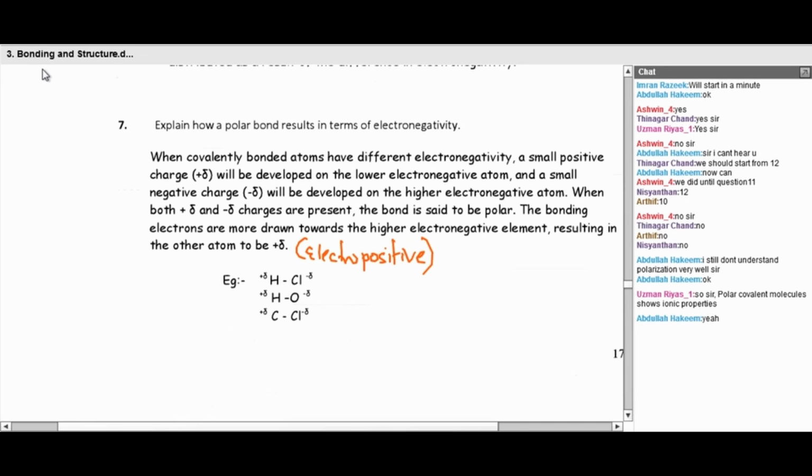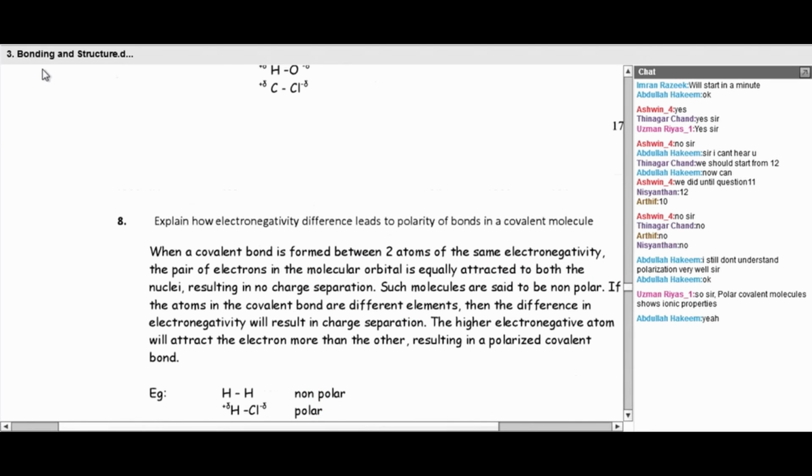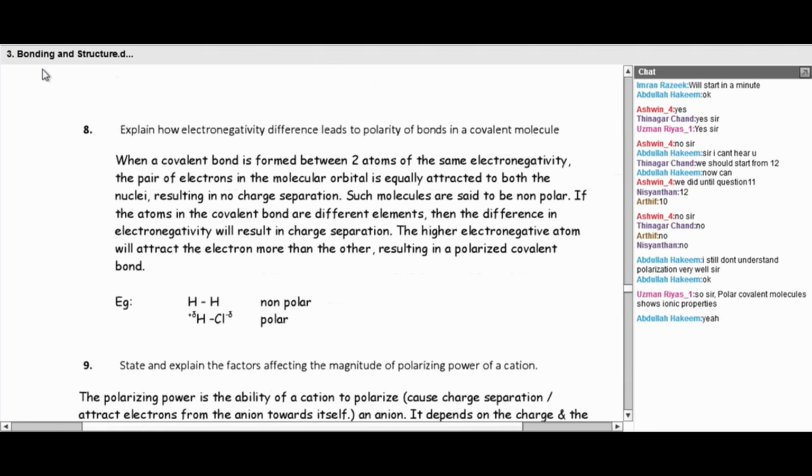So when a covalent bond is formed between two atoms of the same electronegativity, that will be nonpolar, because, like in the case of hydrogen, the two atoms will be attracting the electron cloud equally. The electron density map will be like this. This is a nonpolar molecule. The electron density map shows the probability of those electrons in the molecule to be present.